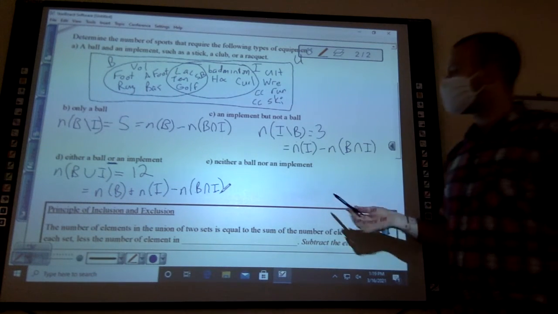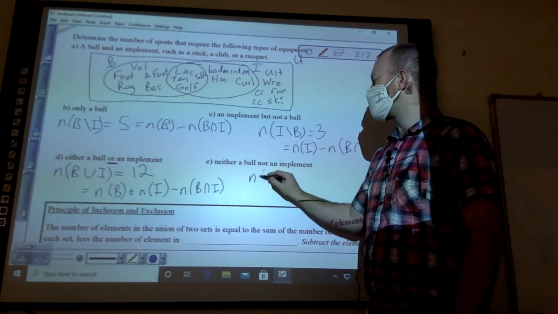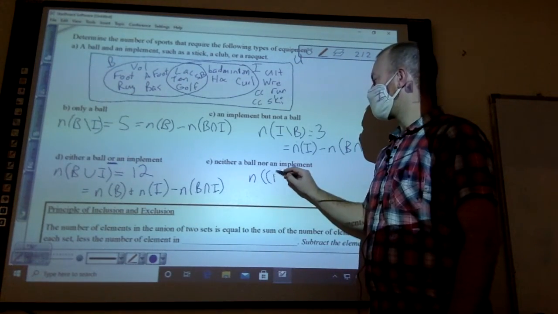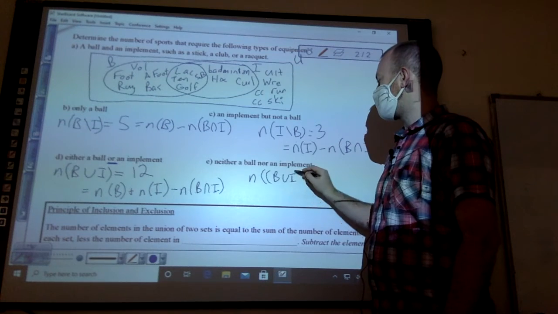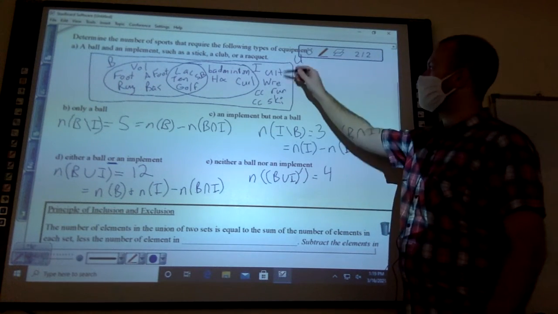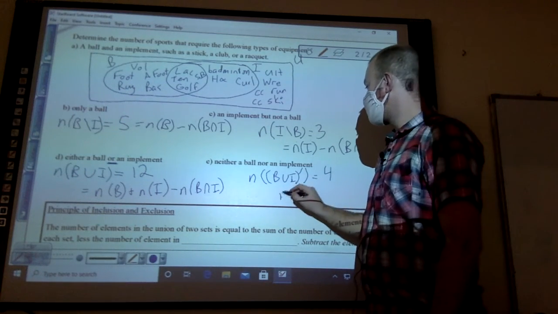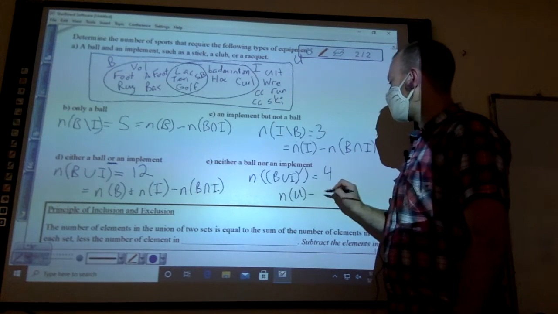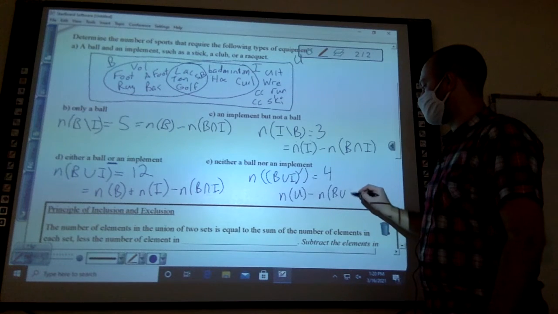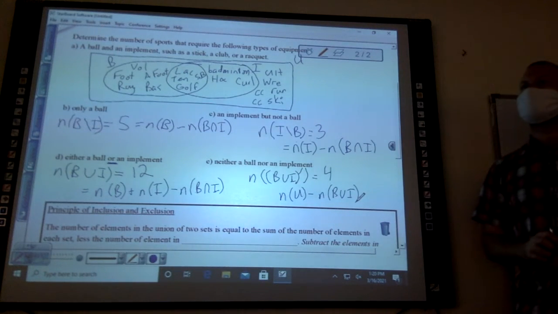So this last one, neither a ball nor an implement. This is the complement of what we just did. The B or I not is going to be the 4 that we have outside here. And again, what does this equation look like? Number in the universal set minus the number that's in B or I. So we can only divide only 4, right?